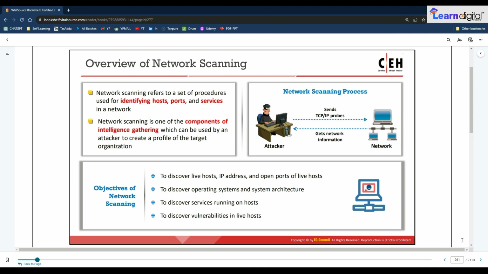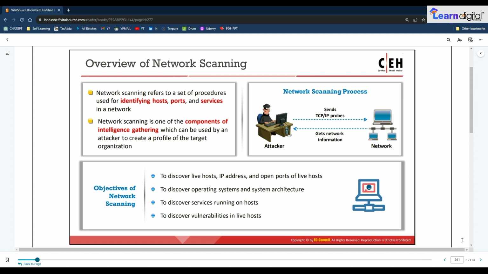If I talk about an overview of network scanning, scanning is the process of gathering additional detailed information about the target using highly complex and aggressive reconnaissance techniques. Network scanning refers to a set of procedures used for identifying hosts, ports, and services in the network. Network scanning is also used for discovering the active machines in a network and identifying the OS running on the target machine. It is one of the most important phases of intelligence gathering for the attacker, which enables him or her to create a profile of the target organization.